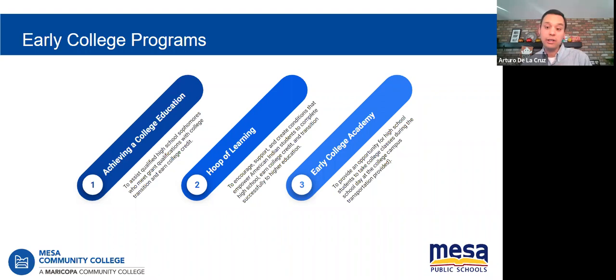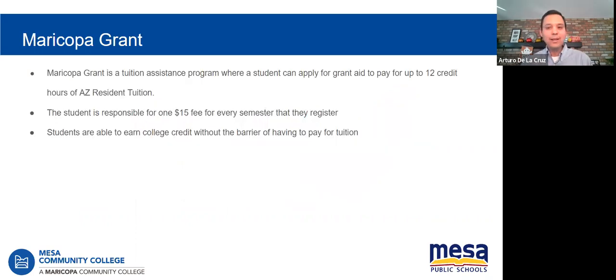We also have our Early College Academy. This is another program where students can earn college credit. They have a spot on their high school schedule where they can then either be bused over to our campus, and they can take classes there with other high school students at the college campus. There's also requirements to participate in those. So there's a lot of options for earning college credit while you're in high school.